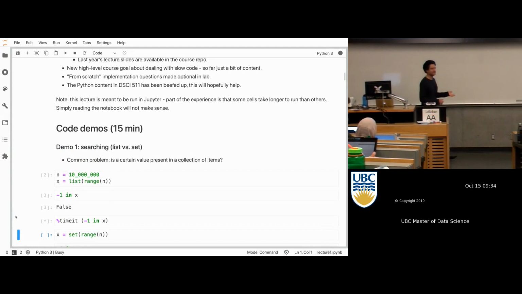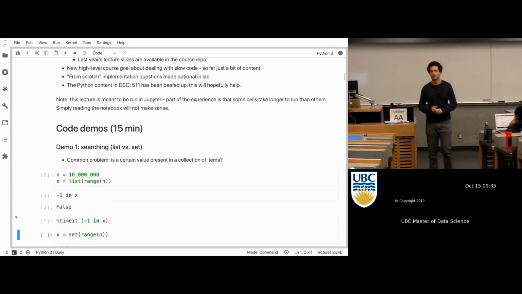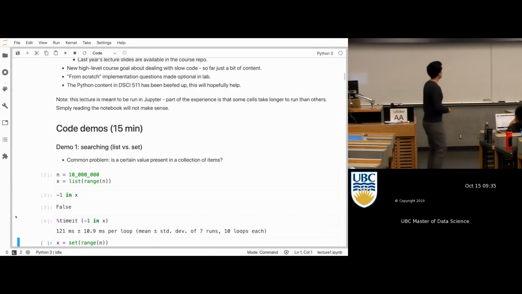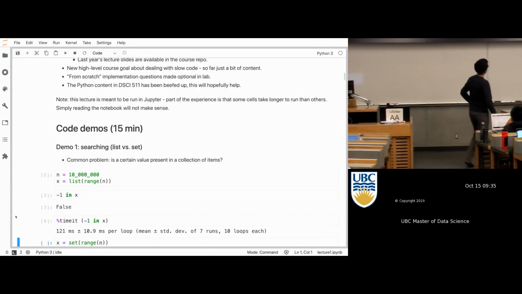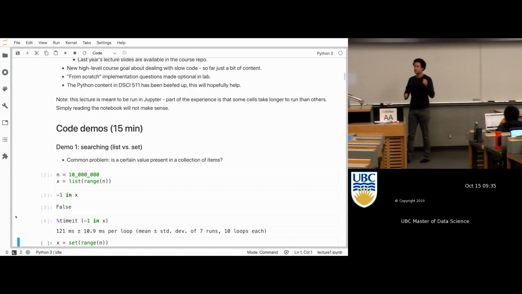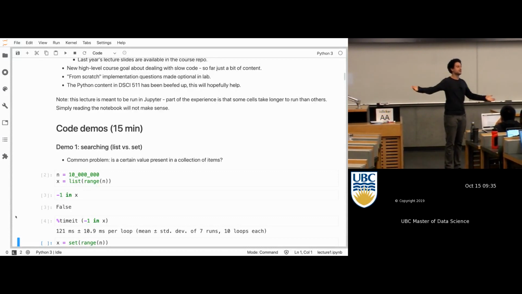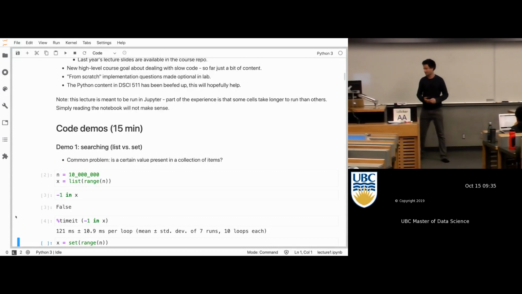And what timeit does is it runs the thing a bunch of times to get a good measurement of how long it takes. Gets you kind of like an error estimate and stuff. Okay, it says it takes 120 milliseconds plus or minus 10 milliseconds to check whether or not -1 is in this list of 10 million things.